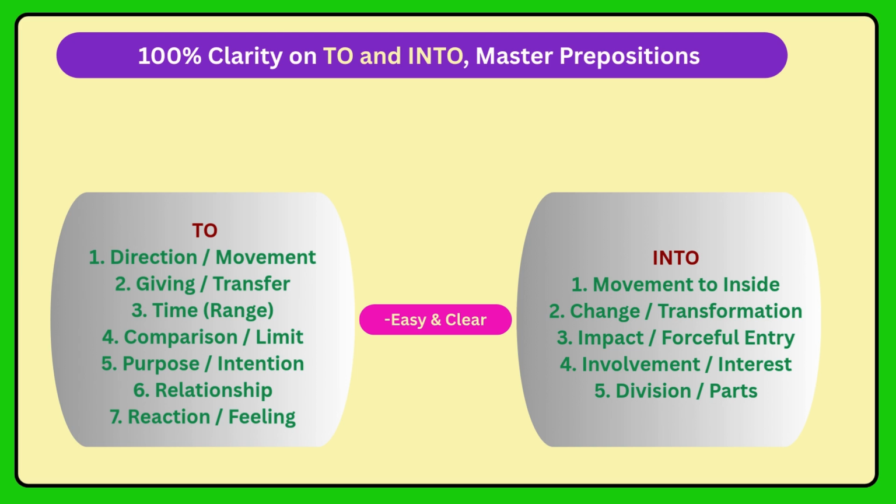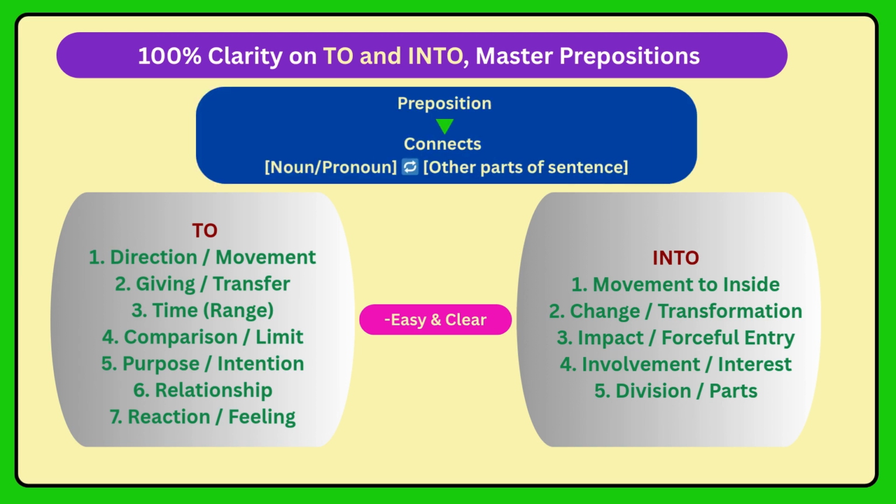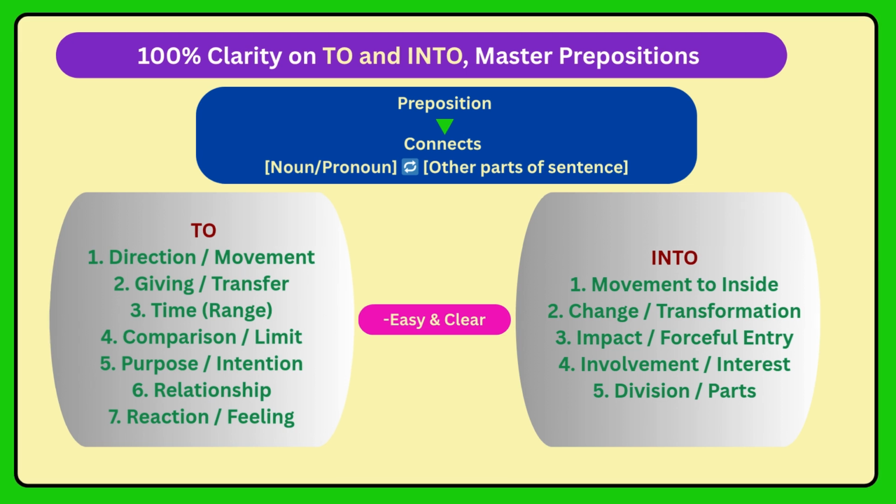As we mentioned before, prepositions are words that show the relationship between a noun or a pronoun and other parts of the sentence. They help us talk about direction, location, time, relationships, and more. So, let's begin with the preposition to.